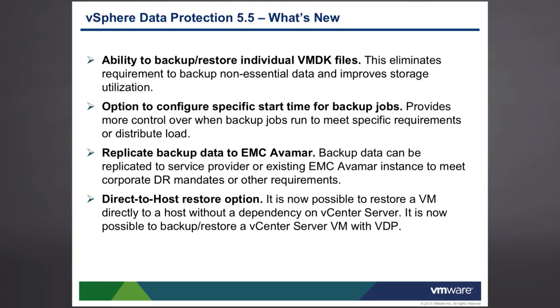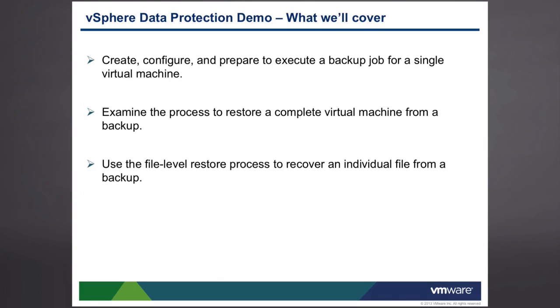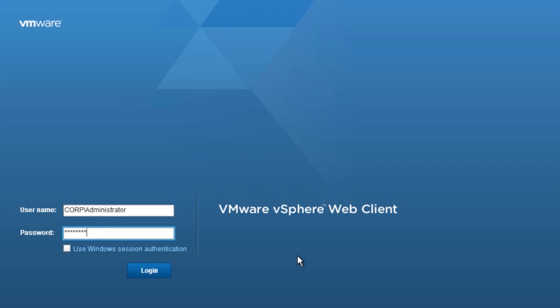It is now possible to restore a VM directly to a host without a dependency on vCenter server. It's now possible to back up a vCenter server VM with VDP. So what we'll cover in this demonstration are three things. We'll create, configure, and prepare to execute a backup job for a single virtual machine. We'll examine the process to restore a complete virtual machine from a backup. And lastly, we'll use the file-level restore process to recover an individual file from a backup.